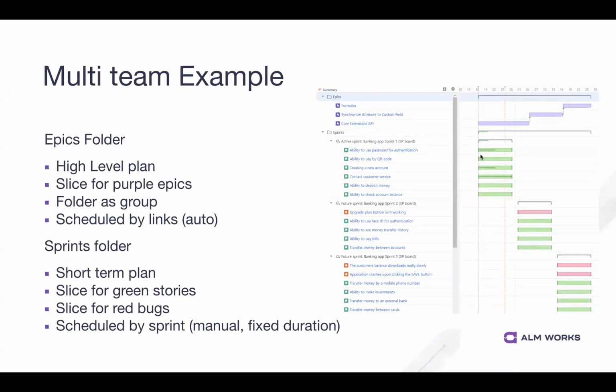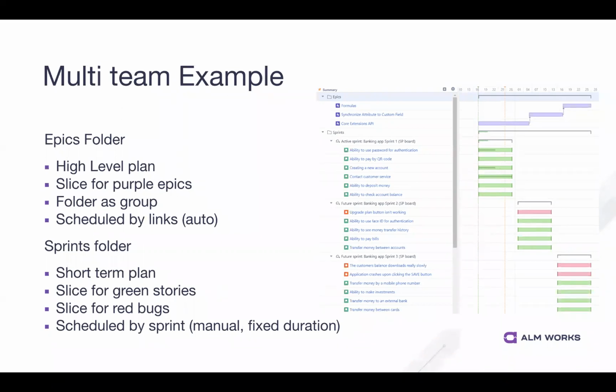So they don't have these vertical lines. We can see these ones with the sprint scheduling have vertical lines on both sides telling us the start date and the end date are scheduled. Our sprints are doing kind of the opposite. That's more of a short-term plan. We've got a slice for green stories and a slice for red bugs. So we can identify which is which at a glance there. And then these guys are scheduled by sprint. So they're manual. So they've got those vertical lines and they're considered fixed duration.